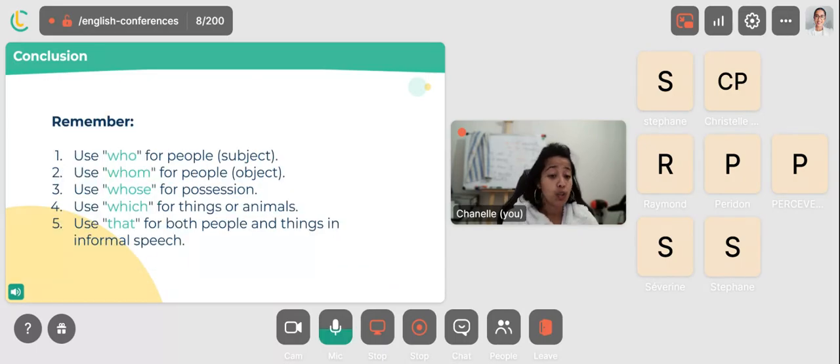Remember, we use who for people, the subject. We use whom for people, and that's the object. We use whose for the possession, so there is always a noun. We use which for things or animals, and we use that for both people and things in informal speech.